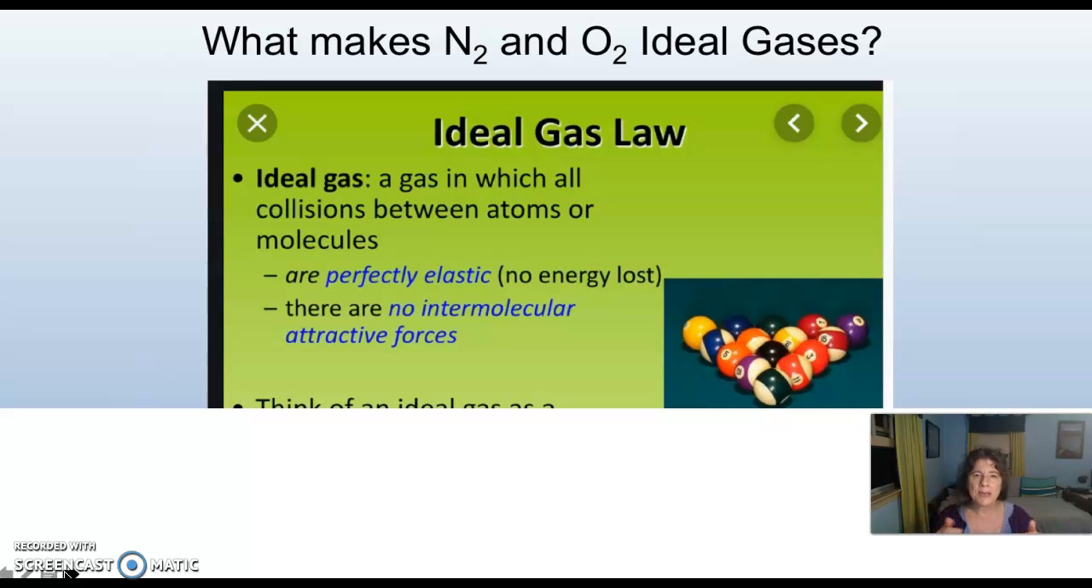Kind of like a pool table, when you shoot a pool stick, all of the balls go flying off in all directions. None of them stick together. None of them interact with each other. They just bounce off of each other. In the same way, all of the different gases in the atmosphere bounce off of each other, don't interact with each other, and as a result, they don't bond with each other, and they have some really interesting qualities that we can calculate in mathematical equations.